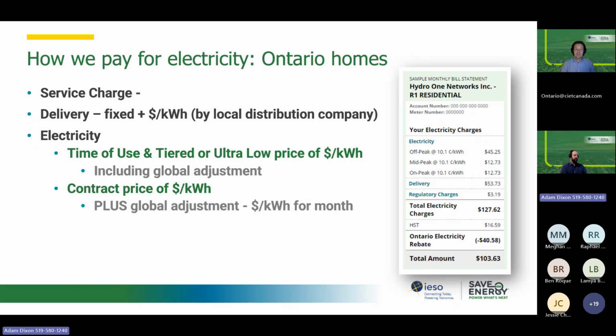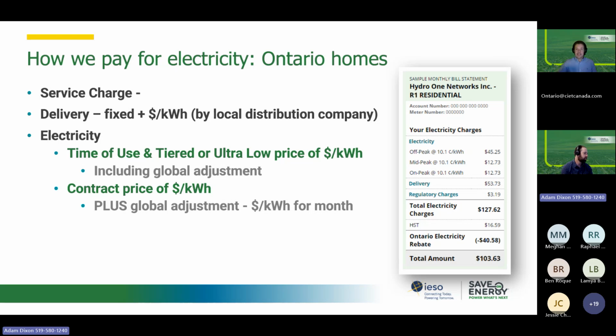So how we pay for electricity in our homes in Ontario. There's the service charge. Usually you have a fixed monthly charge, and sometimes a small portion of that is tied to your consumption, but it's usually only a few dollars. So you pay a fixed charge to keep your local LDC running and some maintenance on the grid along the way. You pay delivery. There's a fixed portion of the delivery, as well as the $1 per kilowatt that the local distribution company applies to maintain their distribution system locally.